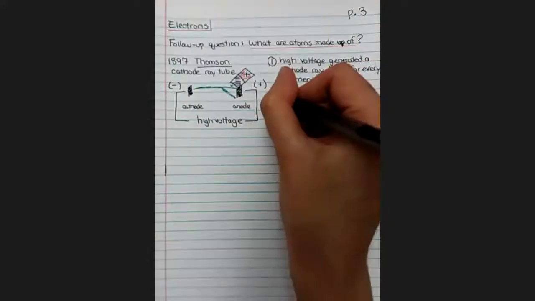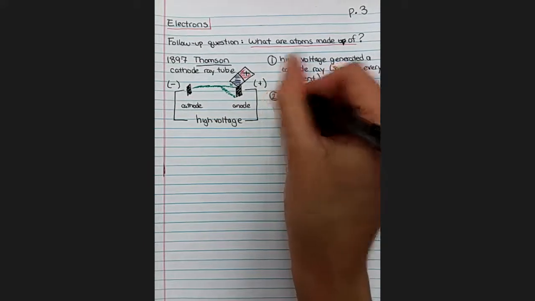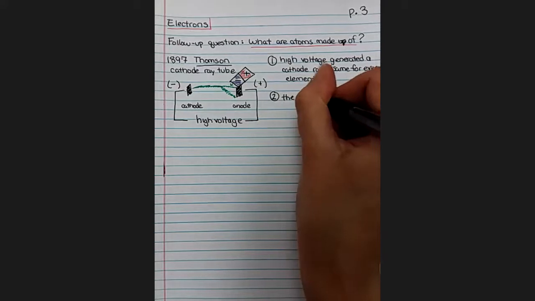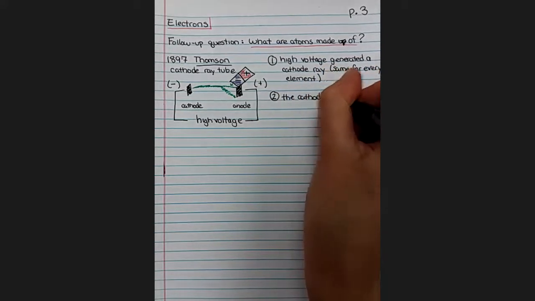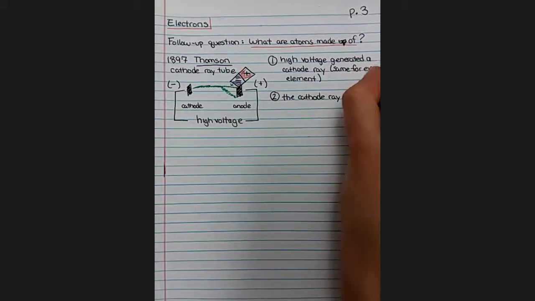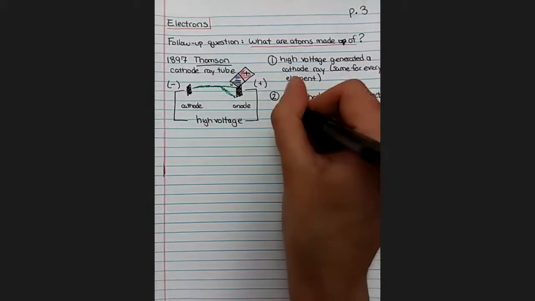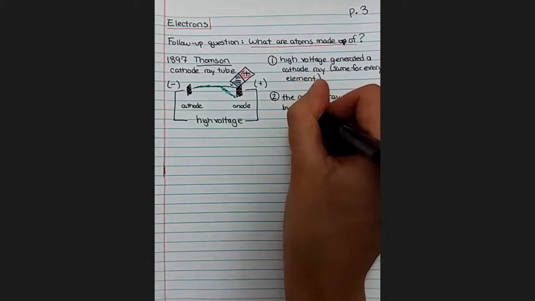So let's write that down, because the scientific method is all about observations. So cathode ray was deflected or pushed away by the negative pole of the magnet.